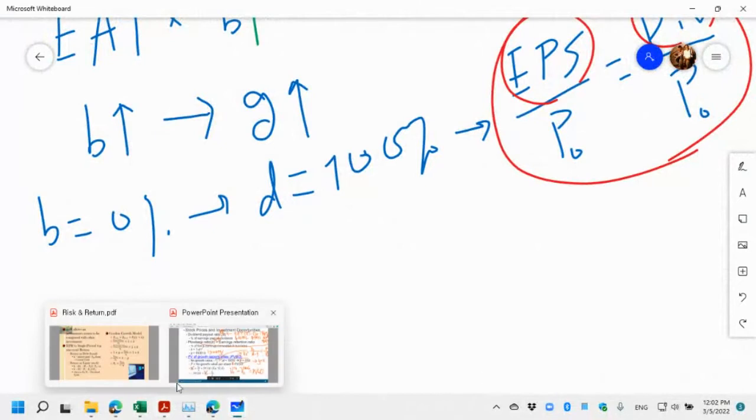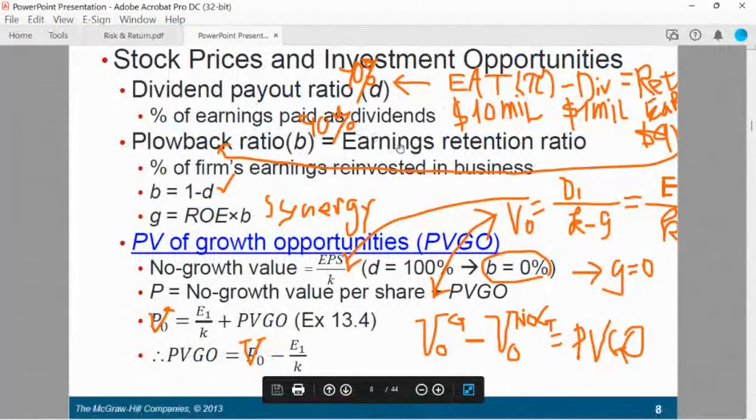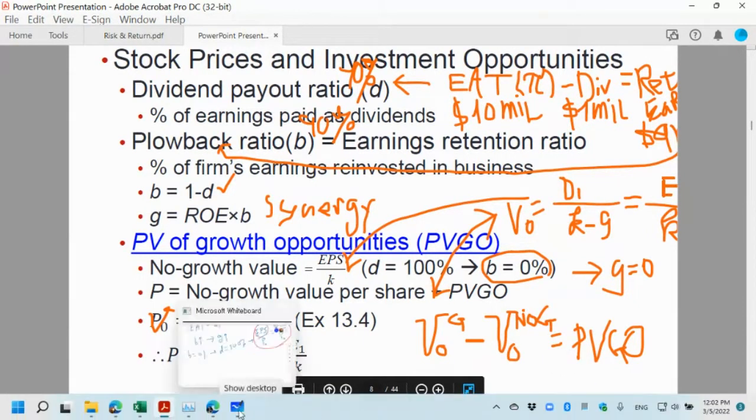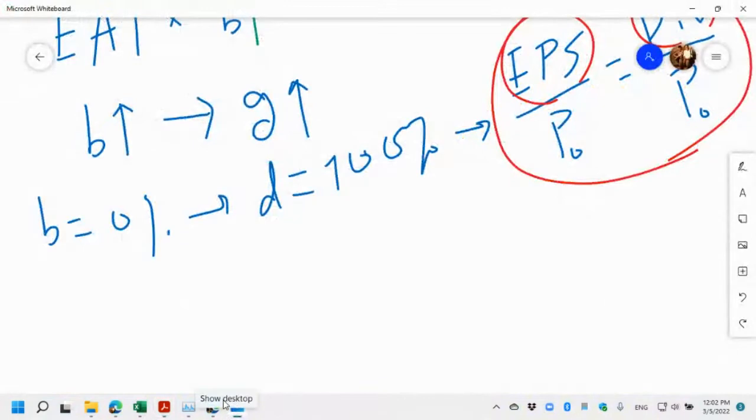So here's the mechanism behind it. This is the plowback ratio. Plowback ratio is basically 1 minus the dividend payout ratio. Growth rate is basically return on equity times plowback ratio.